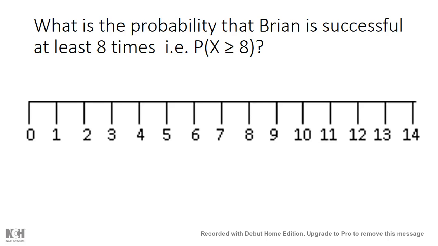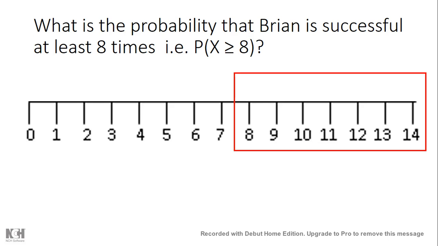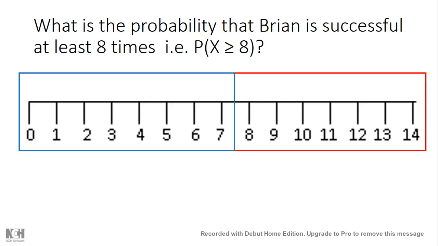Okay, so here we're talking about greater than or equal to 8. So we want to include 8. So what should we put on our calculator? So we're going to go to BCD. We're interested in 8 or more, right? So what we've got to take away is everything from 0 to 7. So we're going to do BCD 7, and then that's going to be what's in the blue box.